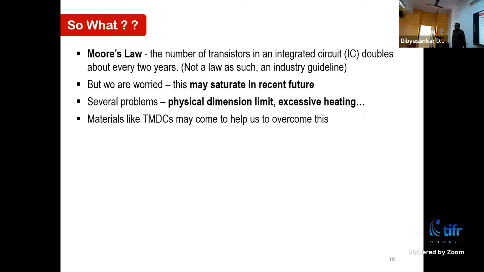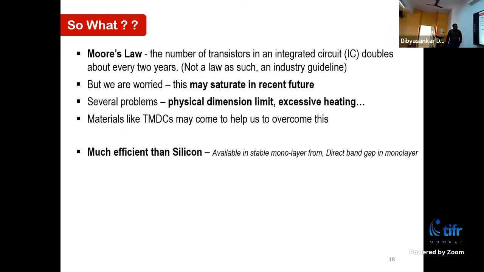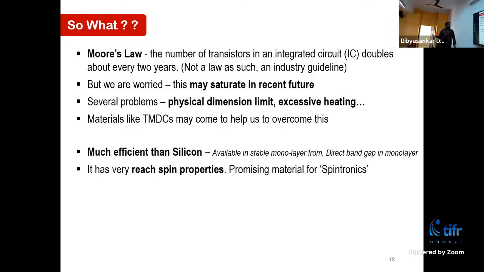There comes the importance of this material. There's this class of materials, TMDCs, the material I work with, MoS2. They may help us to overcome this challenge. How will they overcome it? They are much more efficient than silicon. Silicon is the material we use, and in some niche areas gallium nitride and gallium arsenide kinds of semiconductors are used. But mostly it is silicon. And in some aspects, my material is better than silicon.